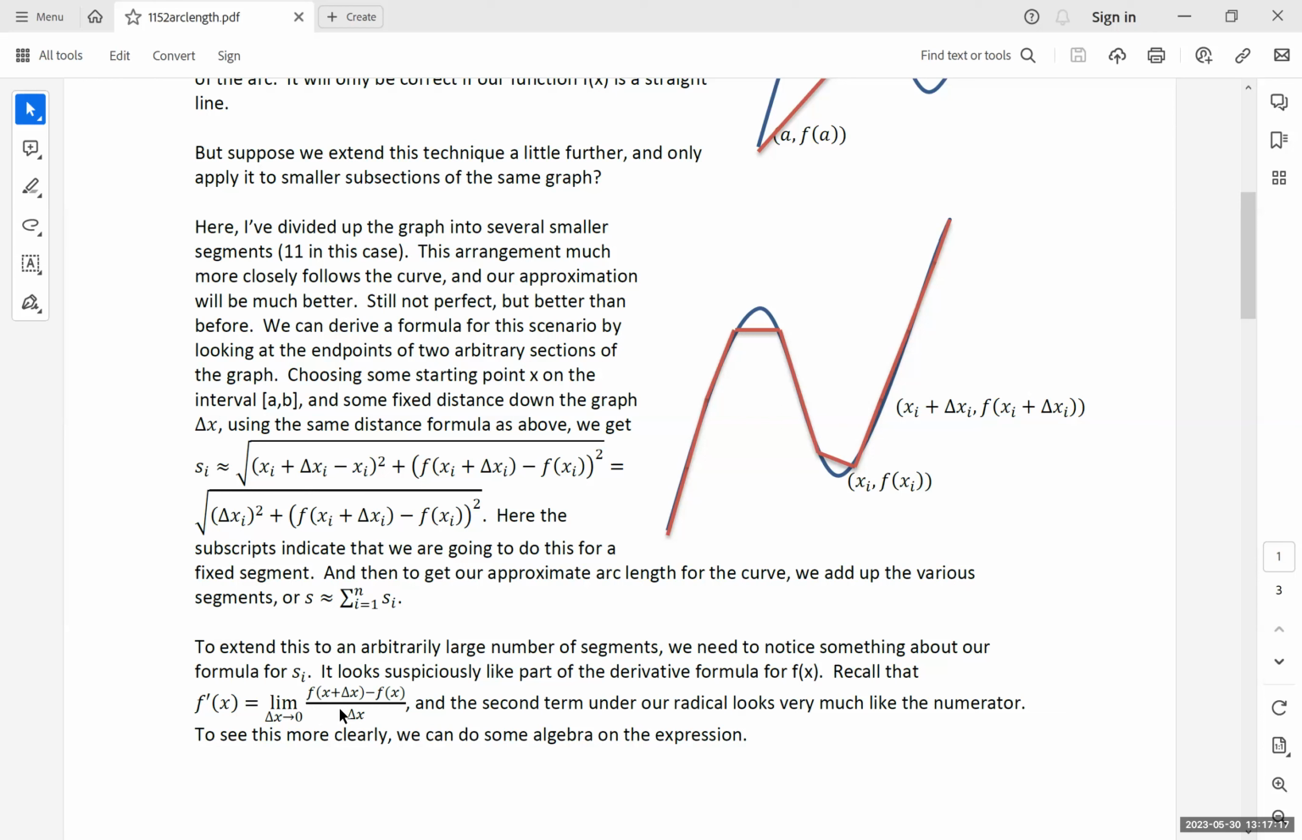This is in fact the numerator of our definition of the derivative. So essentially what we're doing is taking the lengths of these little straight line segments and adding them up, and as we add them up, we get the approximate arc length. But if we let the limit as n goes to infinity, so instead of a finite number of these estimates, we do more and more of them, breaking them up into smaller and smaller subsegments, that will get us better and better estimates for the true arc length.